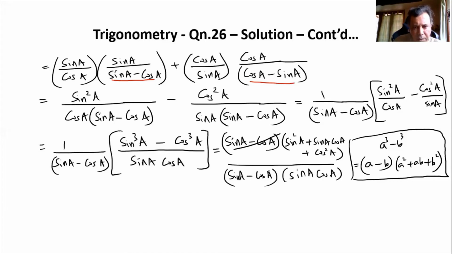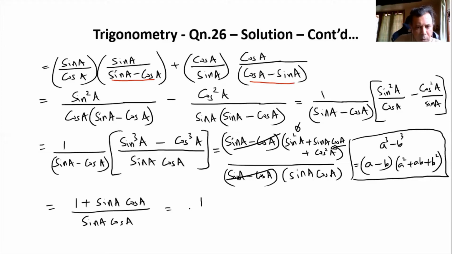We can cancel this term with this term. Now this one, that is sine square A plus cos square A, we know it is 1. So we can write it as 1 plus sine A cos A divided by sine A cos A. So if we split this, we will have 1 by sine A cos A plus sine A cos A by sine A cos A. What I did is I divided individually. 1 divided by sine A cos A, I wrote it. Sine A cos A divided by sine A cos A will become 1.